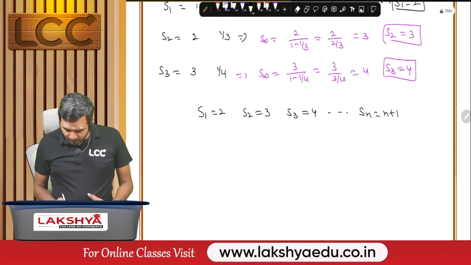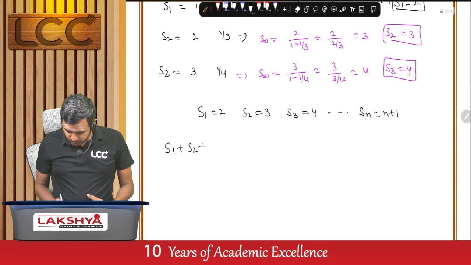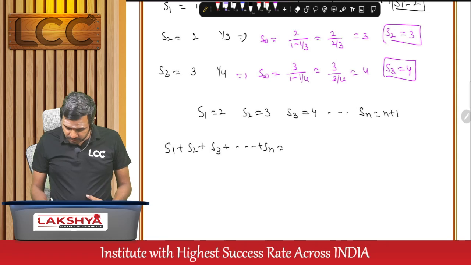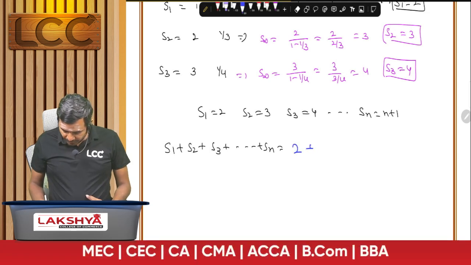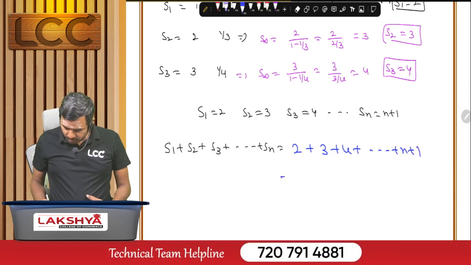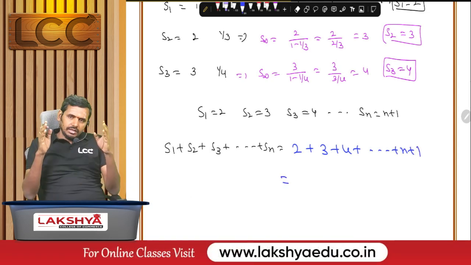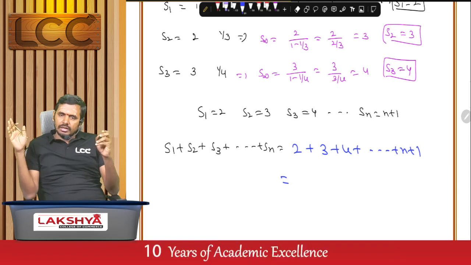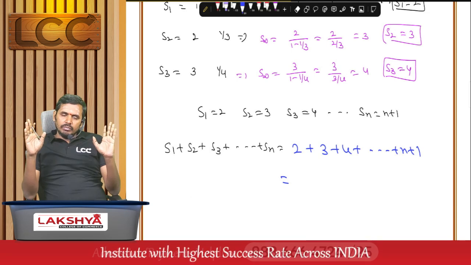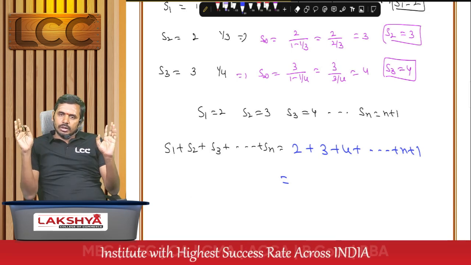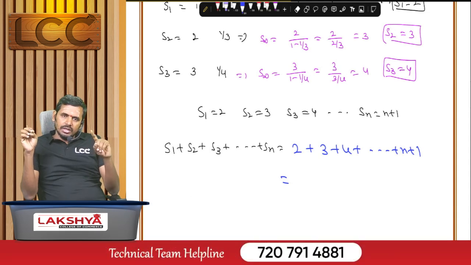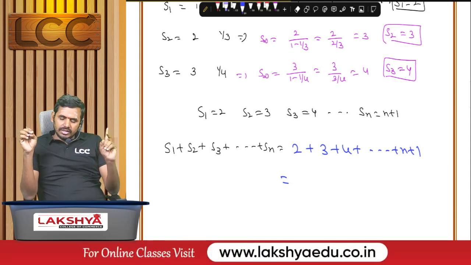Now I am trying to find out S1 plus S2 plus S3 and so on plus Sn, that is 2 plus 3 plus 4 plus so on plus n plus 1. These are n terms because the starting number is 2 and the ending number is n plus 1. From 2 to n plus 1 means we have n terms. Now I am trying to find the sum of these n terms. Observe that this progression is in AP because the difference is 1. 3 minus 2 is 1, 4 minus 3 is 1, like that.